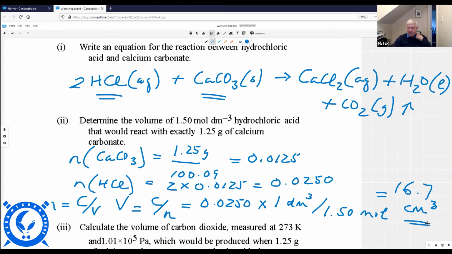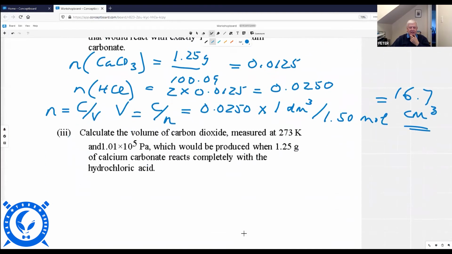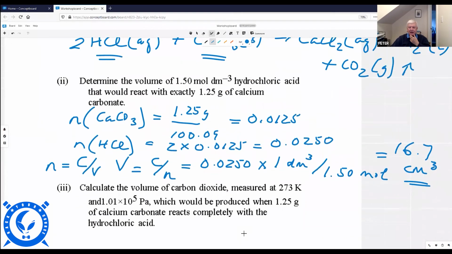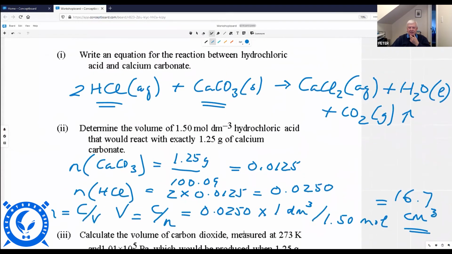All right, so the key point here is the stoichiometry. You can work out the number of moles of calcium carbonate because they give you the mass. Then you know from the stoichiometry of the equation that you need twice as many moles of HCl. And then you can convert that into the volume required because you know the concentration of the HCl. And then they can always sneak in a question to calculate the volume of carbon dioxide measured at this.